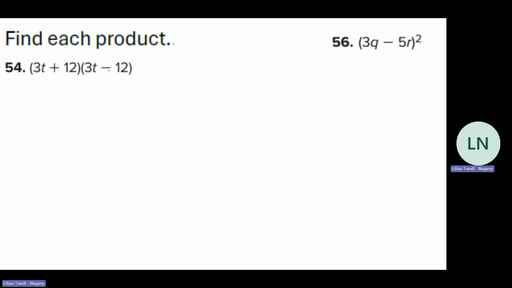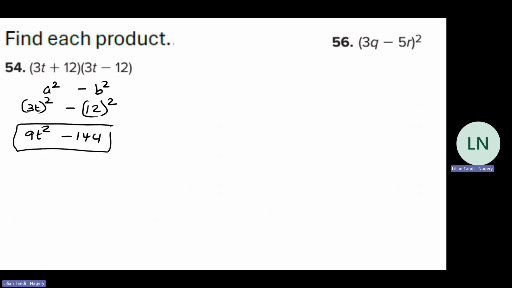This will be the product of a sum and the difference. So the answer will be a squared minus b squared. Our a is 3t. We are squaring that, minus 12 squared. That is 9t squared minus 144. And you box your answer.